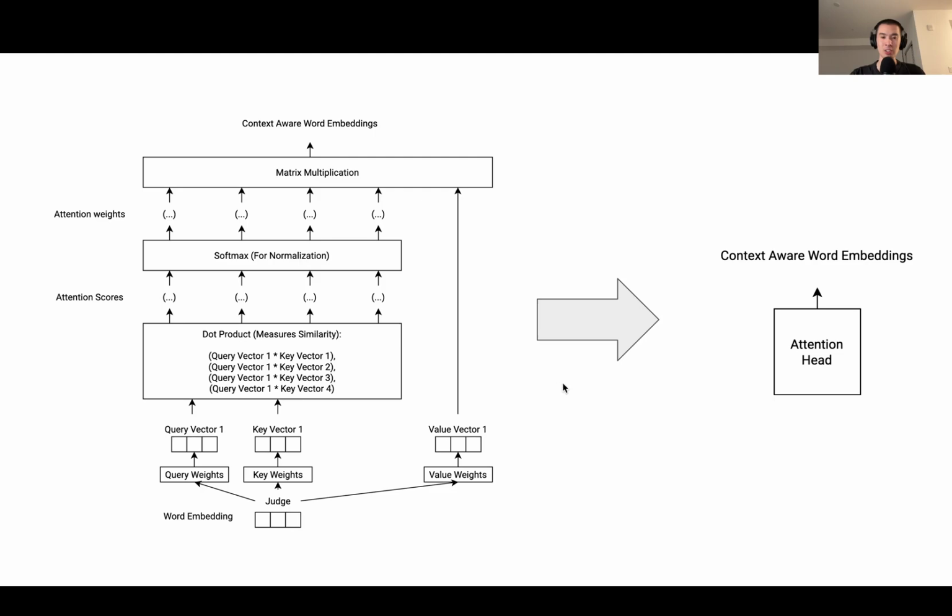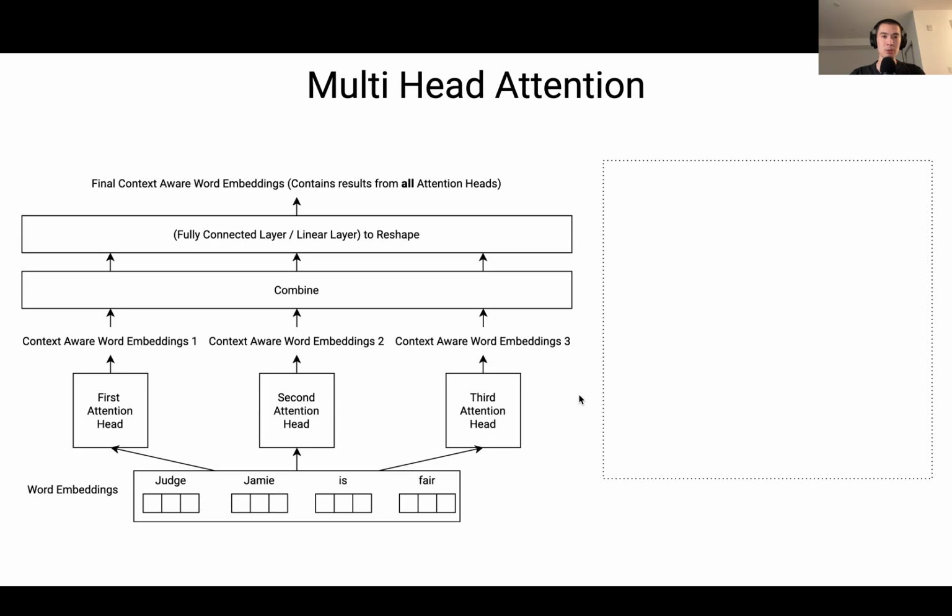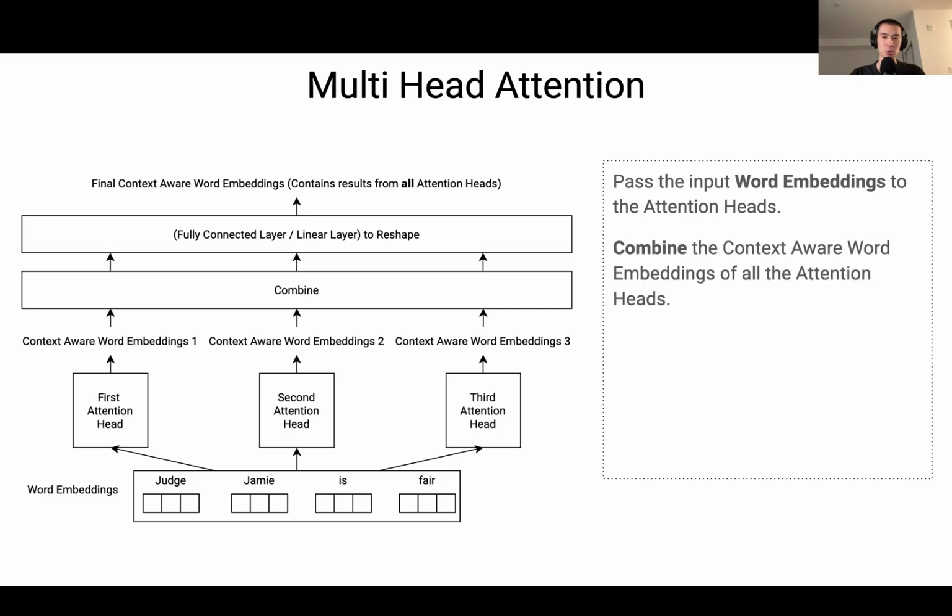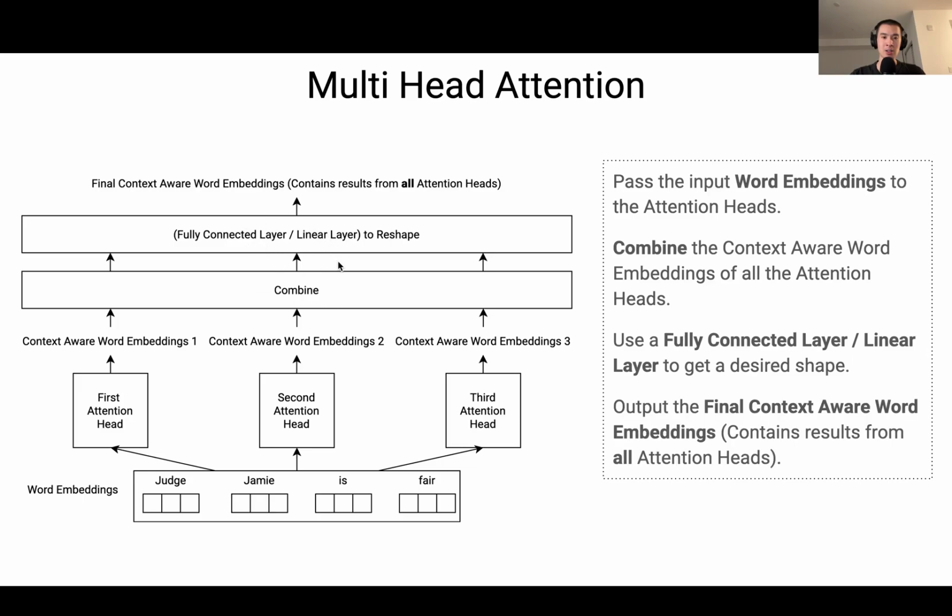Okay, and then for this diagram of an attention head to the left, let's simplify it down to just a square that says attention head, and the output is still context-aware word embeddings. So now in multi-head attention, in this diagram, let's go with an example of 3 attention heads. Pass the input word embeddings to the attention heads. Combine the context-aware word embeddings of all the attention heads, as we can see here. Use a fully connected layer / linear layer to get a desired shape, as we can see here. And lastly, output the final context-aware word embeddings containing results from all attention heads.